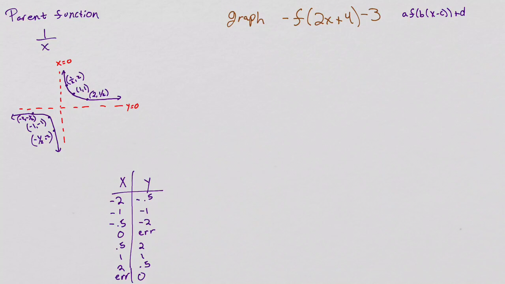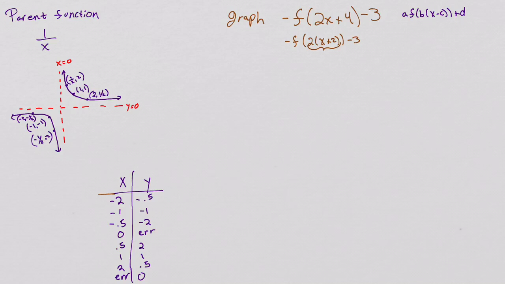So the way I do that is I just factor out a 2, and this makes my equation negative f of 2 times x plus 2, don't forget you have to take the 2 out of the 4 as well, minus 3. Now, this inner part here is going to affect your x's and it's going to be opposite. And of course, we got to do PEMDAS. So inside we're multiplying, so we're going to have to multiply by the opposite.